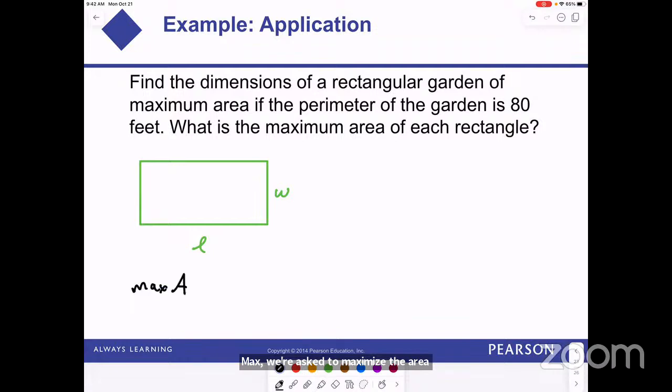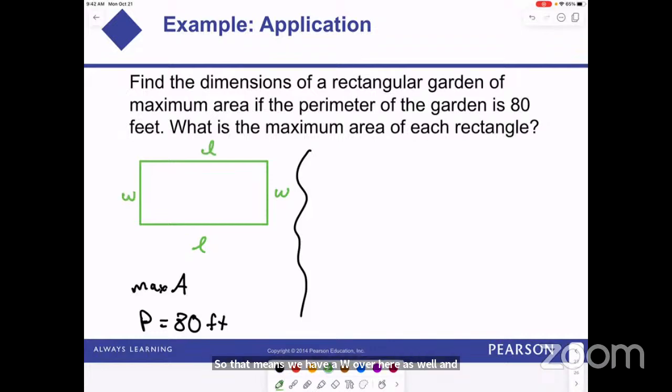It says the perimeter of the garden is 80 feet. So the perimeter is 80 feet. Perimeter is basically the distance around the outside. So that means we have a W over here as well and an L over here as well. Let's write that out. So then 2W plus 2L would equal 80.